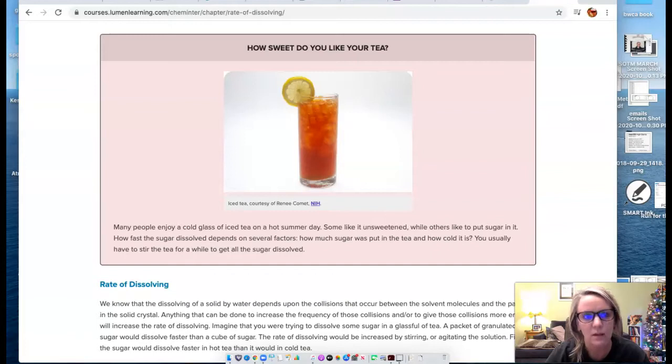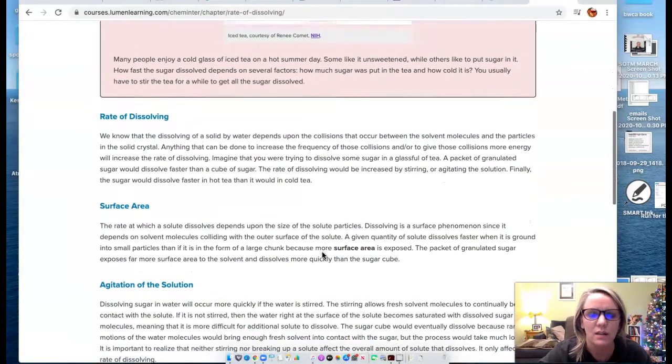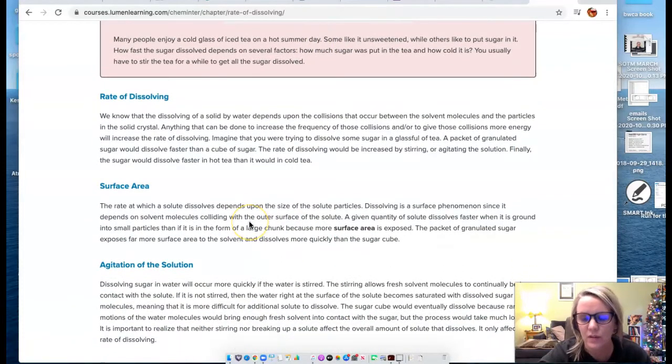Okay. Another thing that comes into play here, and I've got a nice glass of sweet tea here that you have to mix and we dissolve things into. Another thing that we talked about is surface area. We talked about how a very large piece of salt is not going to dissolve as quickly as a bunch of little pieces of salt.